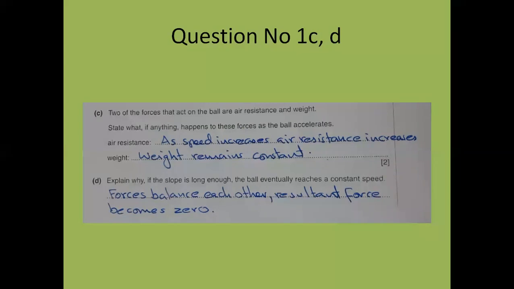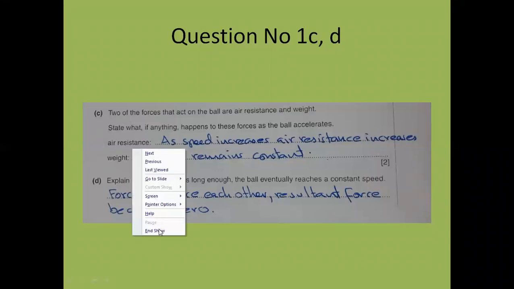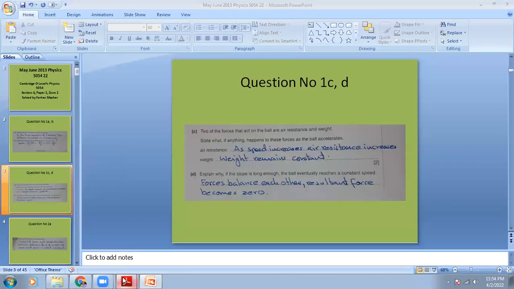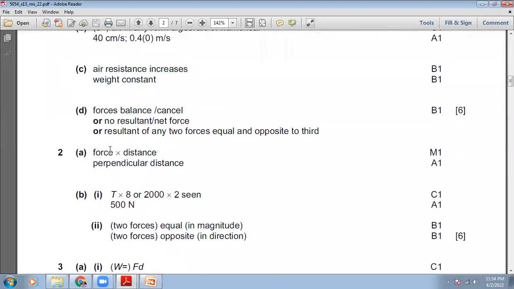The last part asks to explain why, if the slope is long enough, the ball eventually reaches a constant speed. If the slope is long enough, then eventually what will happen? The speed keeps gradually increasing, so the speed will become so large that the air resistance will increase, and the resultant force will become zero. Okay, so then the ball will start moving with a constant speed. So let's have a look at the marking scheme.